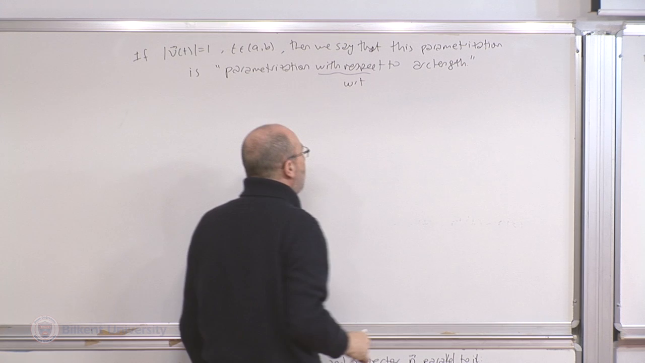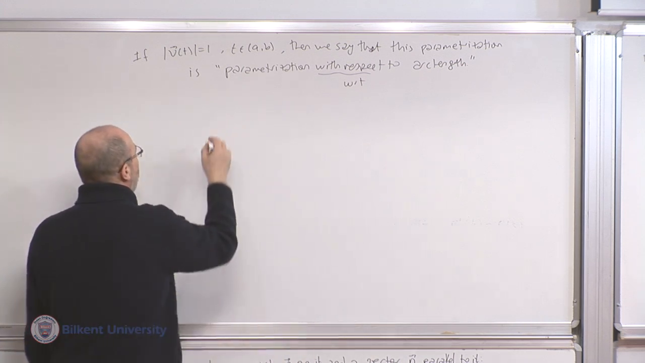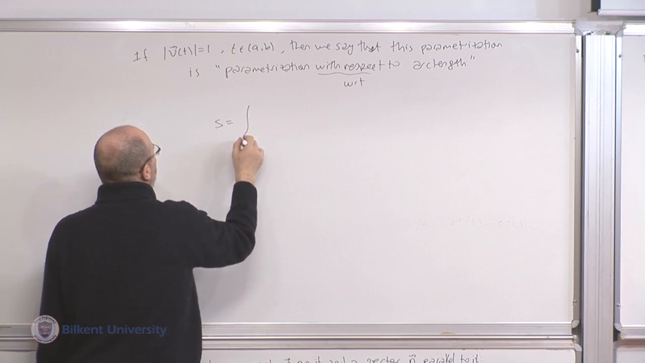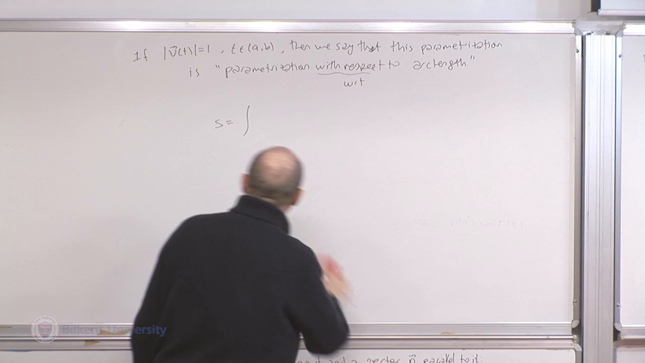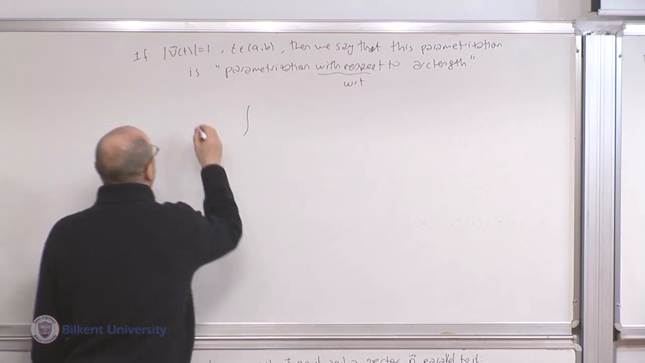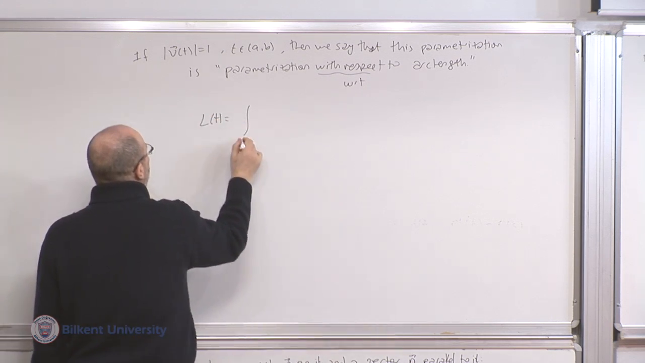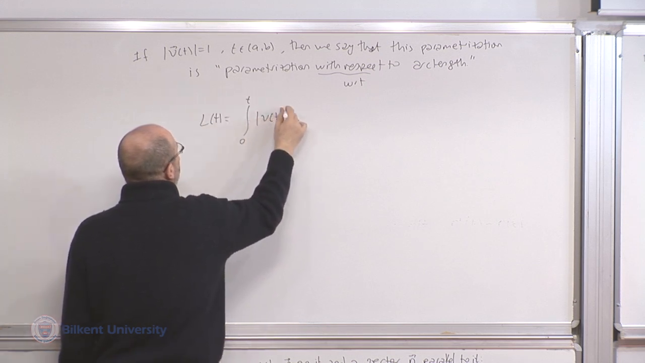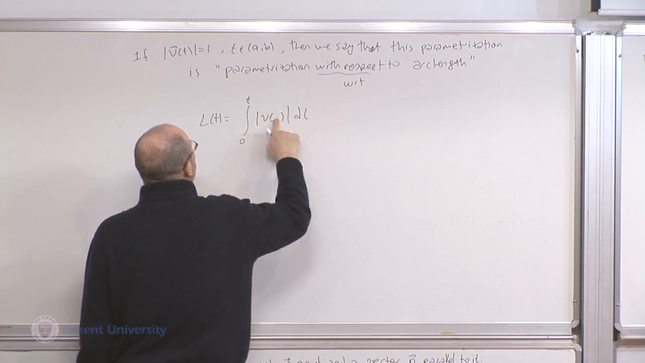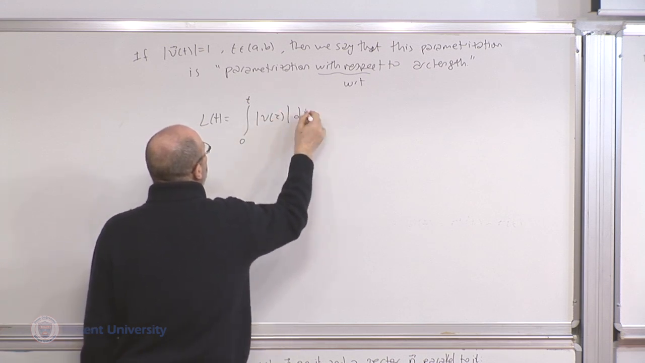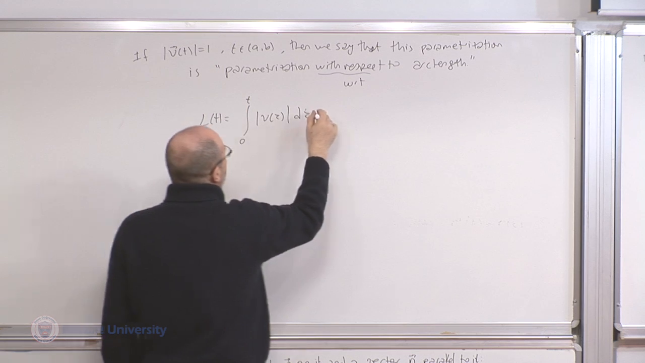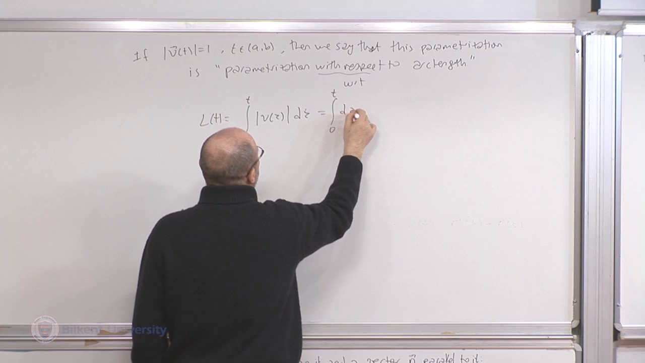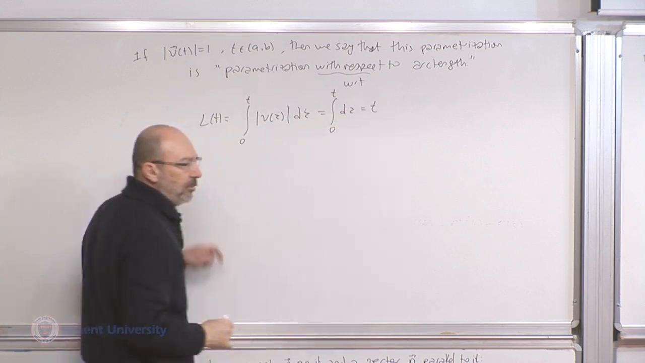Okay, so the idea here is that if you say L of t is equal to the integral, say from 0 to t of the length of the velocity vector d tau, then the length is 1. So you are calculating this from 0 to t d tau, so it is just t.